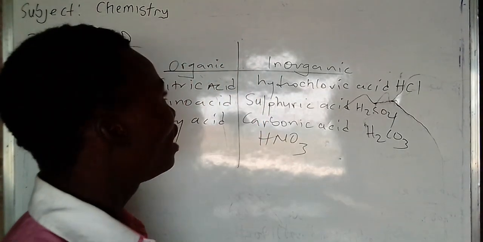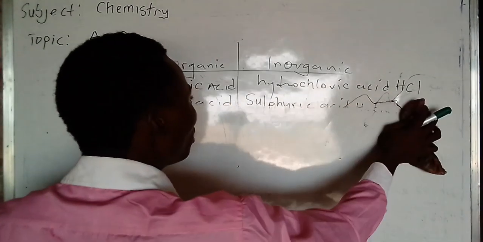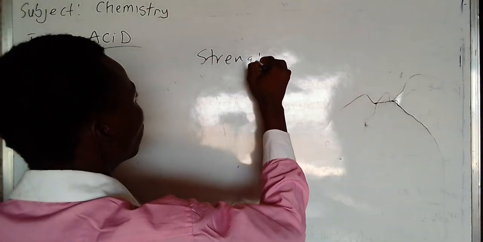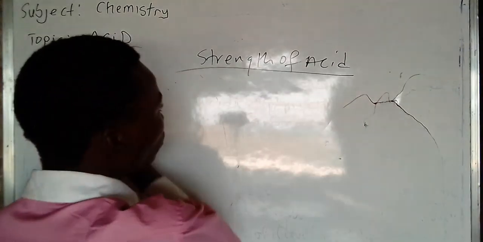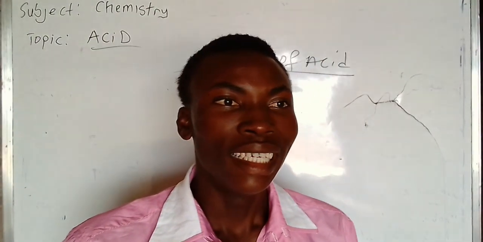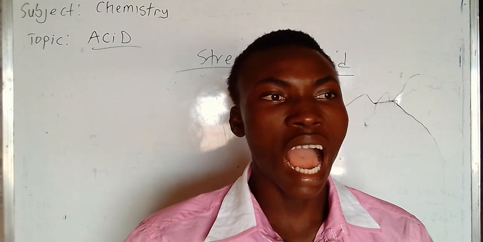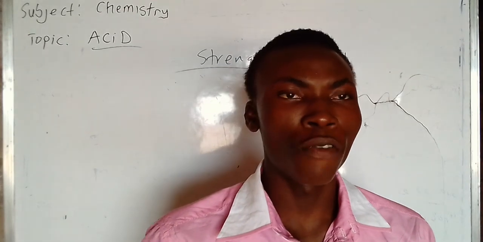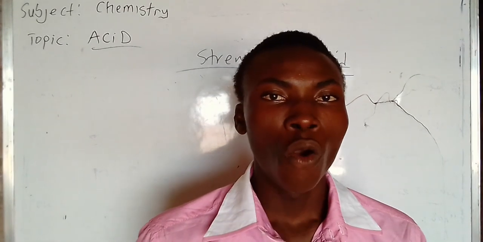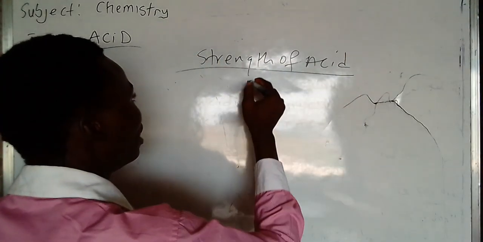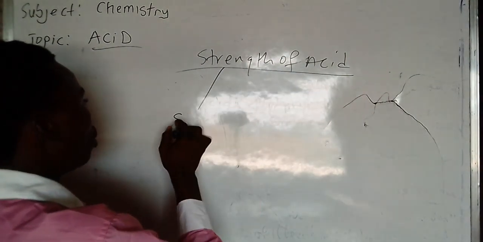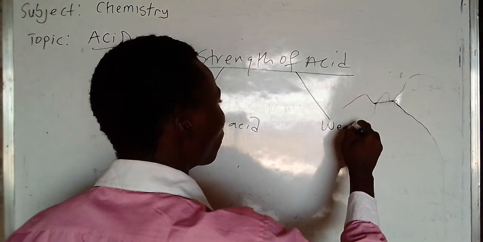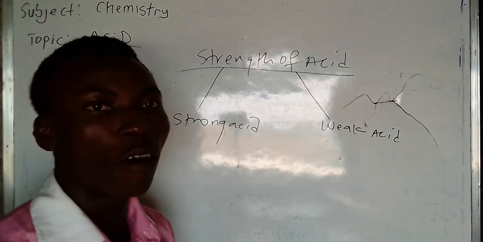Now, since we have looked at the examples, let us look at what is called the strength of acid. What is strength of acid? Since acids ionize, that means they are ionizable, then we have the extent of their ionization in terms of concentration. So under the strength of acid, we have two types: the strong acid and the weak acid.